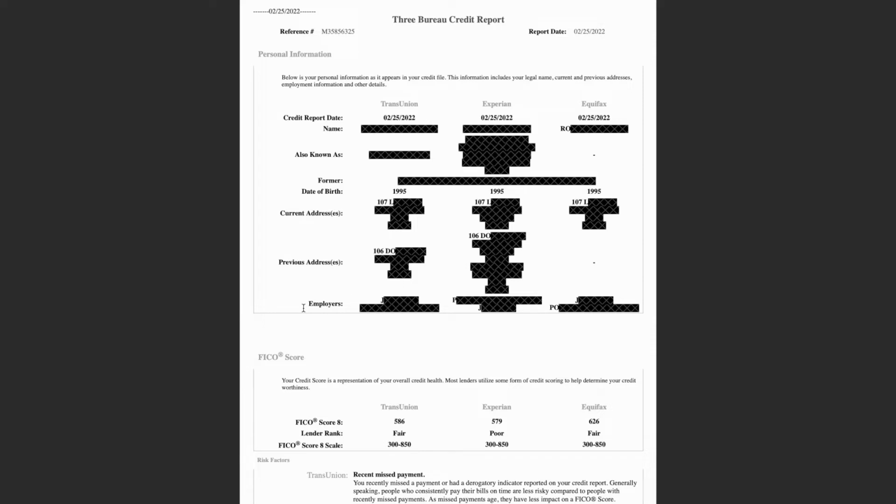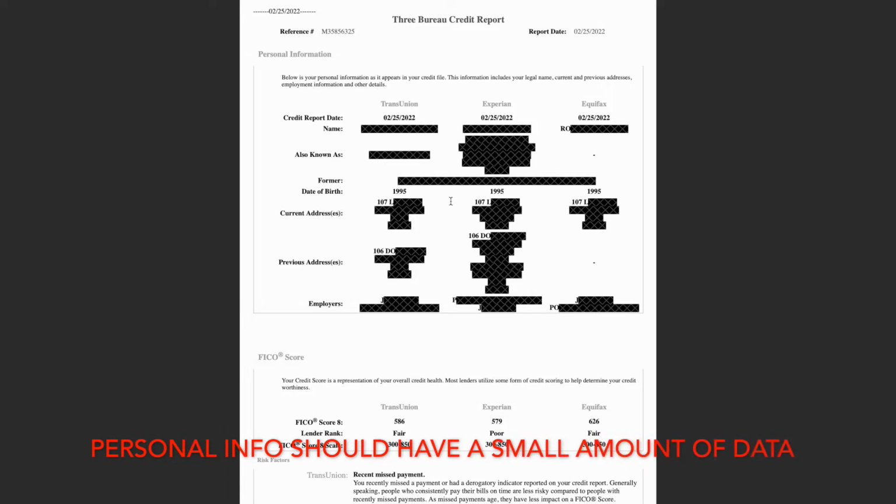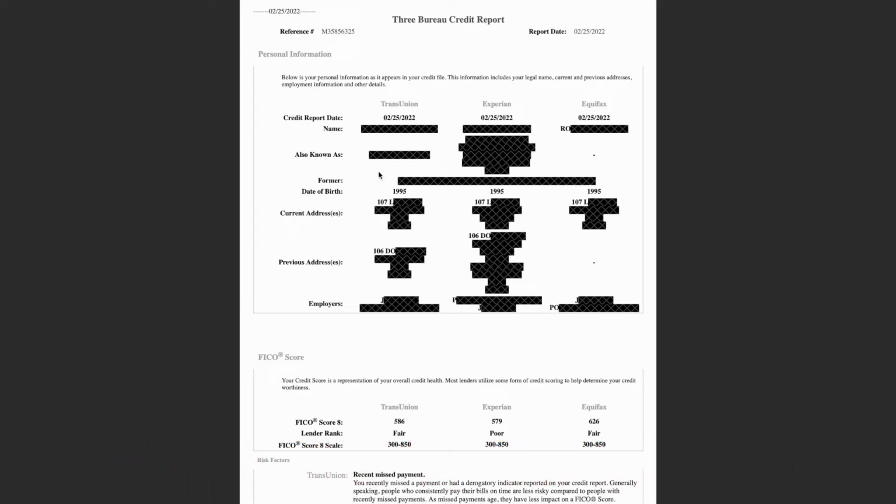Also make sure you have your employers removed as well. You want to keep this really bare, just the bare minimum: your name, your date of birth, your current address. That's it. At the end, I'll go over the letters that we're offering for free on our website. Use those letters to get all of these removed and your personal information corrected.